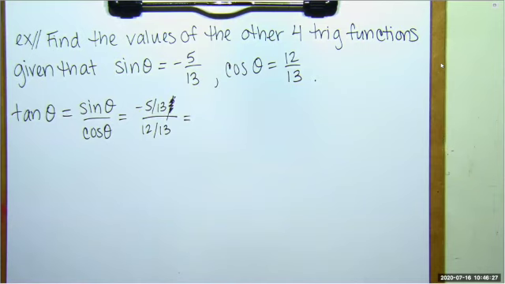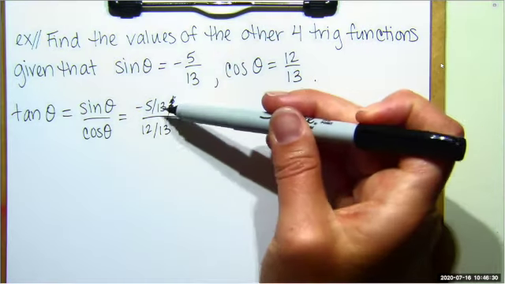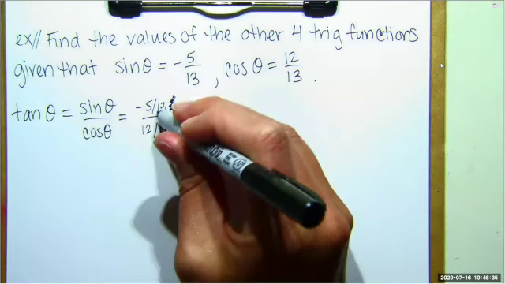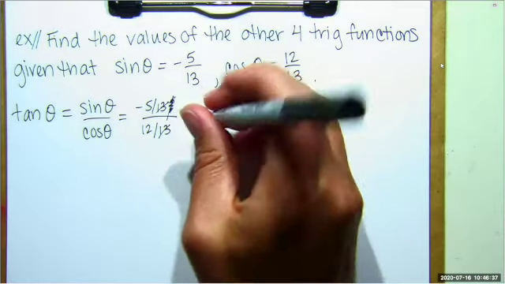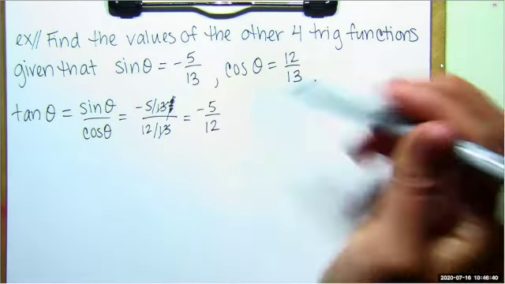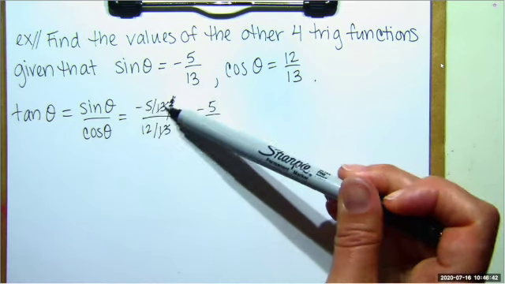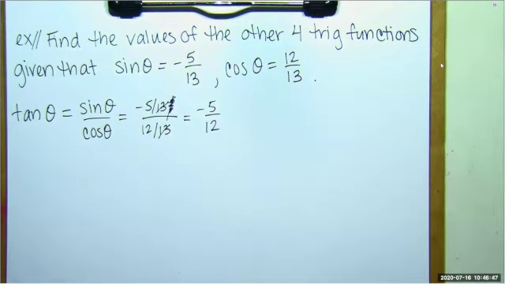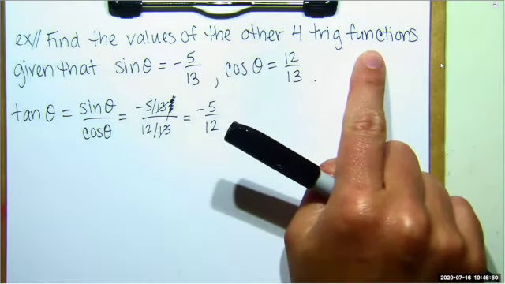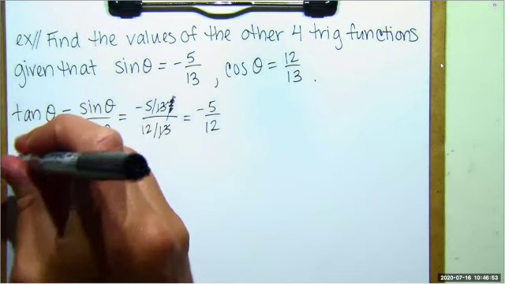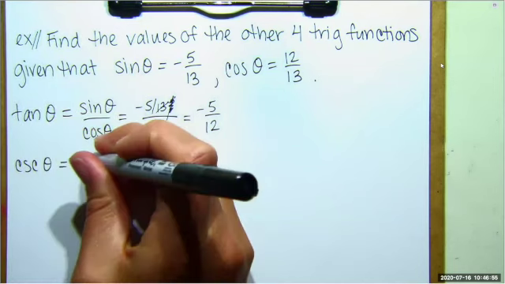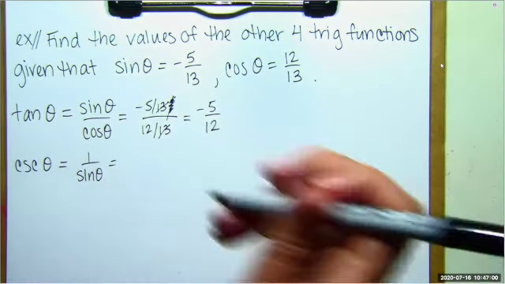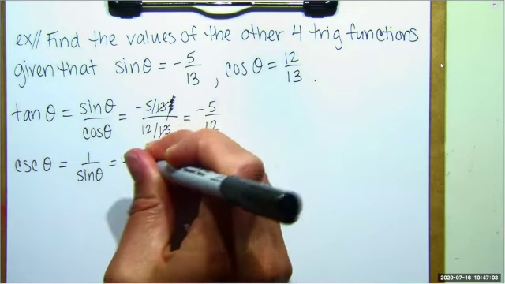You can do this division however you'd like. The easiest way is to recognize that these both have a common factor of 1/13. So those actually will cancel out and we just get -5/12. The other way of doing this is by writing the numerator, switching to multiplication and multiplying by the reciprocal. All right, so we're asked to find the other 4 trig functions. We found tangent. Let's find cosecant. Cosecant is the reciprocal of sine. So here we're given that sine is -5/13. That means that cosecant is -13/5.